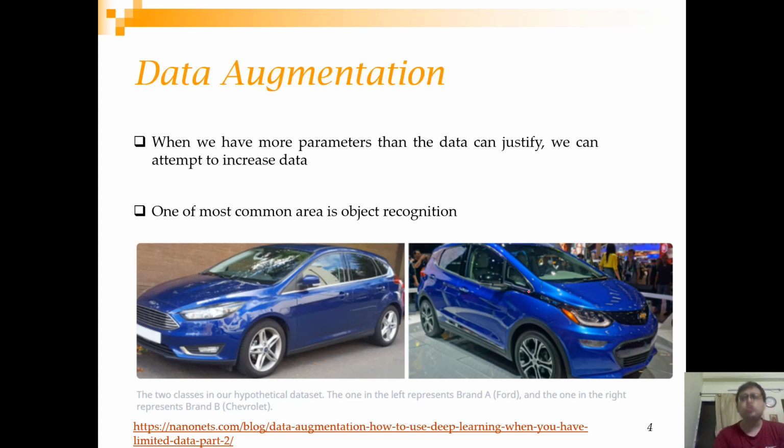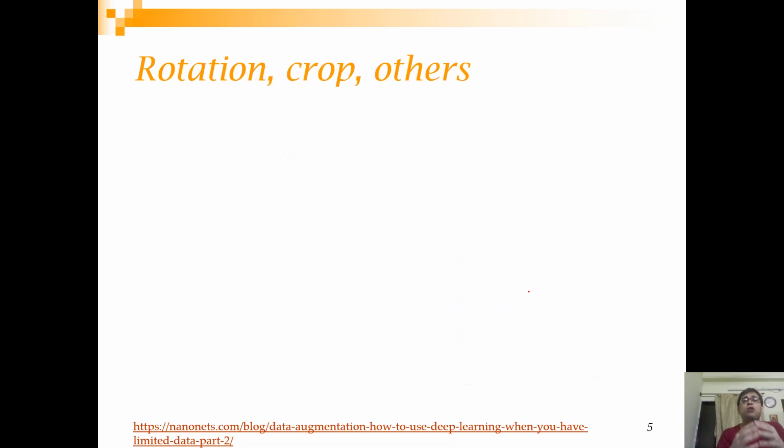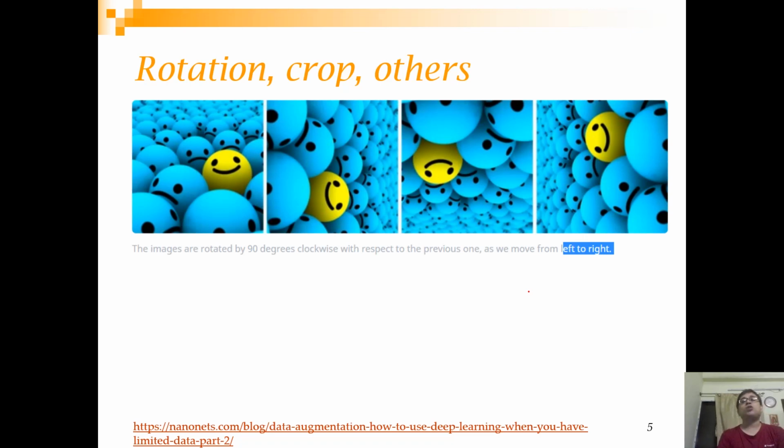To solve this kind of problem, especially in the case of images, we have a lot of operators available, which are also called transformations. One such transformation is called the rotation transformation. This is the original image, and the rest of the three images that you see over here are rotated by certain angles. You can also crop.